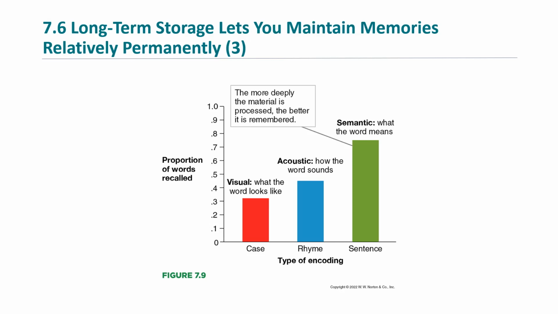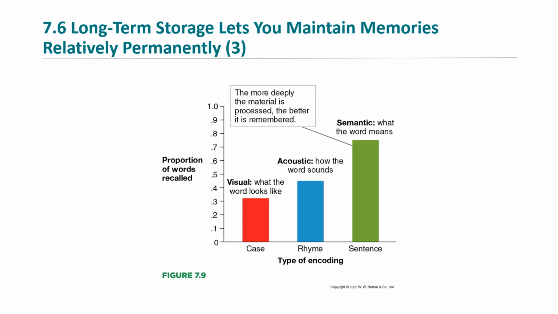In the first group, the visual group or the case group, they just had to determine whether the word was in all capital letters or in lowercase letters. So they would press one button if it was uppercase and a different button if it was lowercase. That's all they had to do for each word.